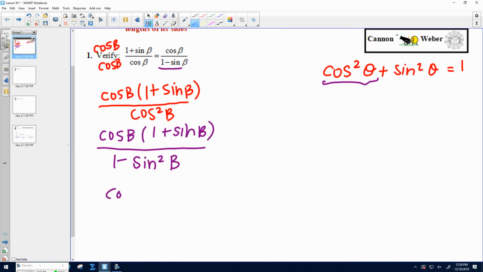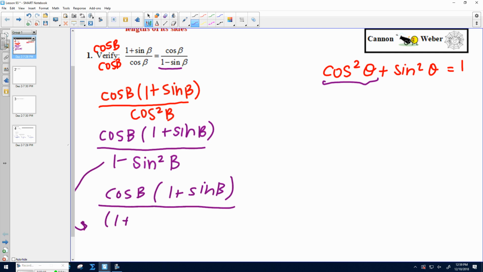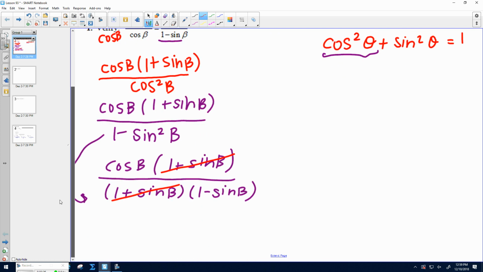So now I have cosine beta times 1 plus sine beta. And in the denominator, again, difference of squares, this guy factors into two sets of parentheses: 1 plus sine beta times 1 minus sine beta. And now this cancels 1 plus sine beta with 1 plus sine beta. And I get exactly what I was trying to get on the right-hand side. It's magical how that works out.